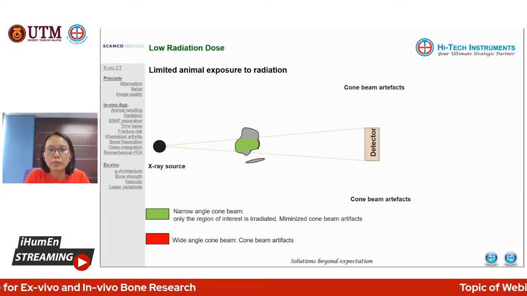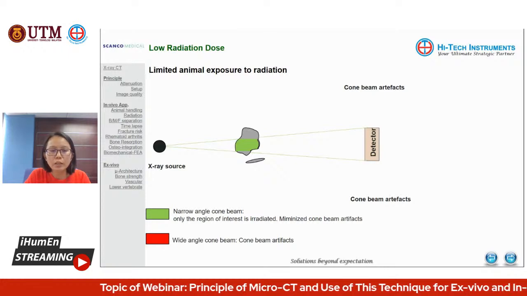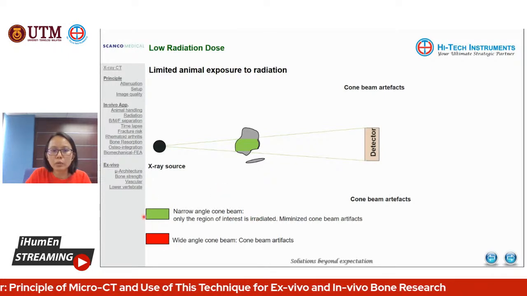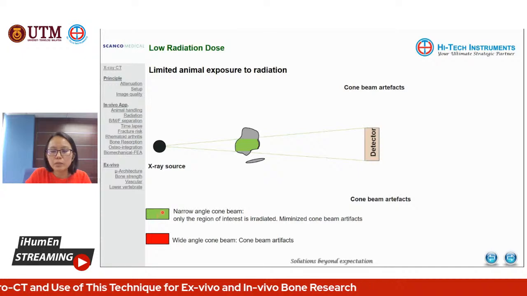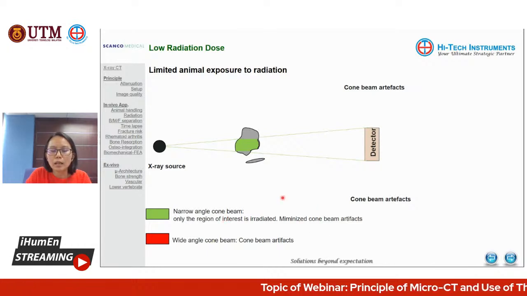So talking about how to lower the animal exposure to radiation. There are some designs of the MicroCT that prefer to use a narrow angle cone beam, because by using this narrow angle cone beam, it limits the region of interest being irradiated. So it minimizes the exposure of radiation to the animal itself.